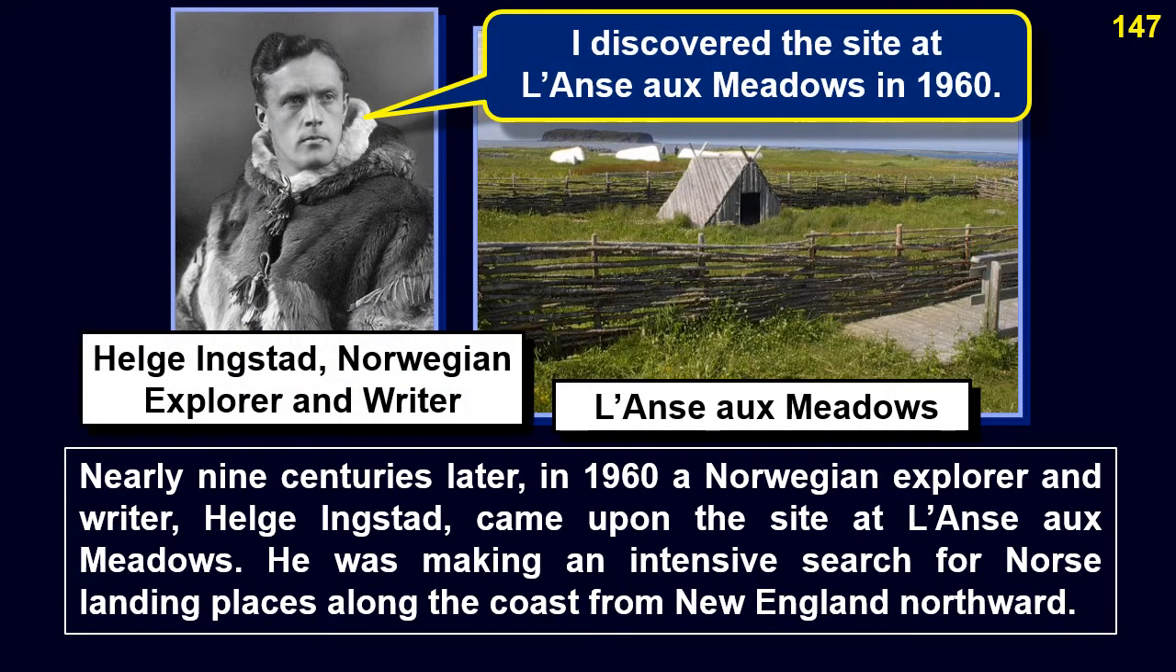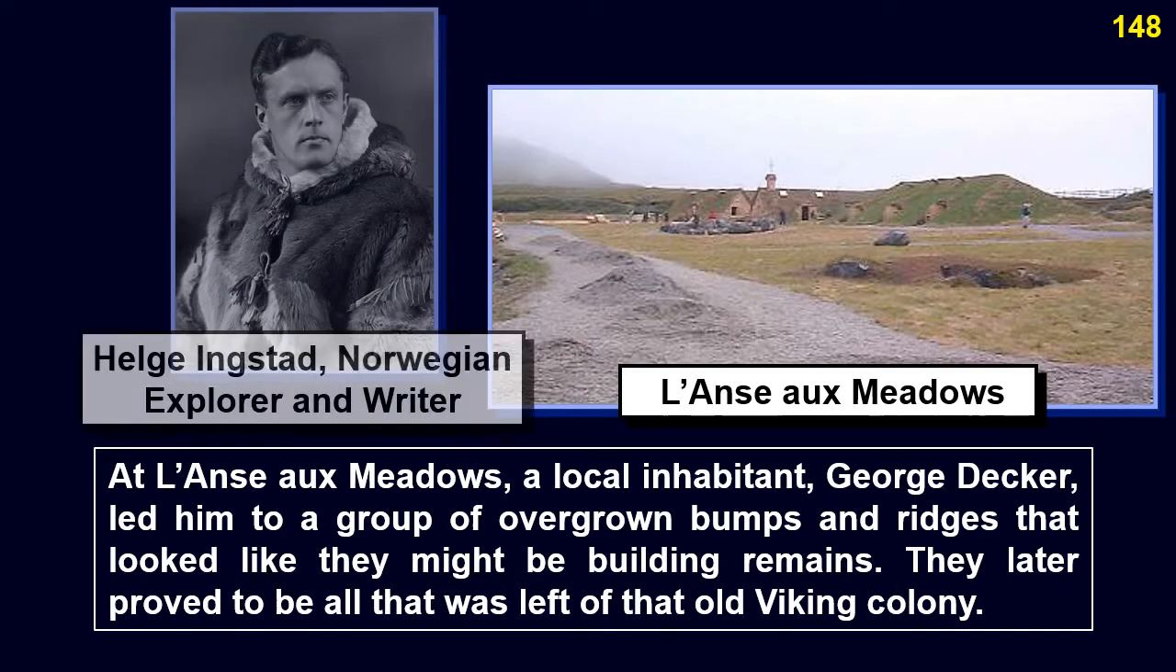Nearly 9 centuries later, in 1960, a Norwegian explorer and writer, Helge Ingstad, came upon the site at L'Anse aux Meadows. He was making an intensive search for Norse landing places along the coast, from New England northward. At L'Anse aux Meadows, a local inhabitant, George Decker, led him to a group of overgrown bumps and ridges that looked like they might be building remains. They later proved to be all that was left of that old Viking colony.